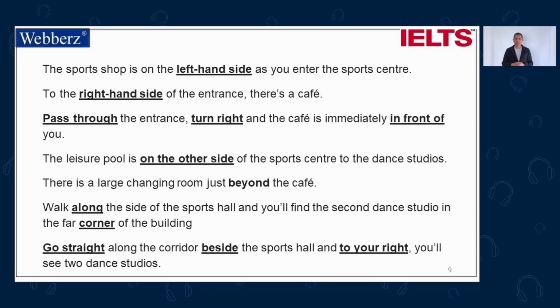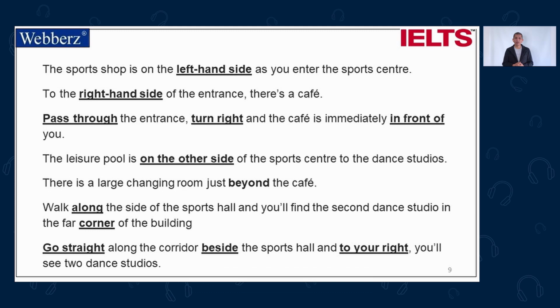Now let us check some sentences which can be used in this. The first sentence is: the sports shop is on the left side as you enter the sports center. To the right hand side is the entrance, there's a cafe. Pass through the entrance, turn right, and the cafe is immediately in front of you. The leisure pool is on the other side of the sports center to the dance studio. There's a large changing room just beyond the cafe.